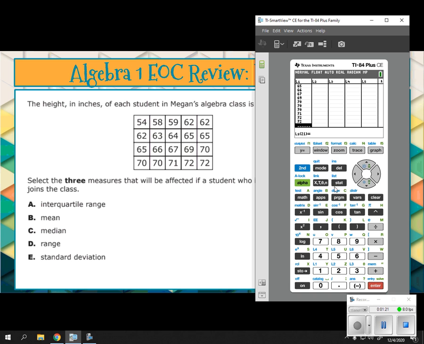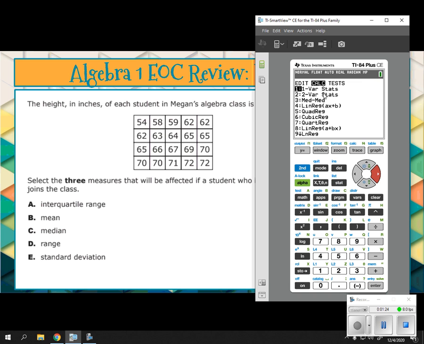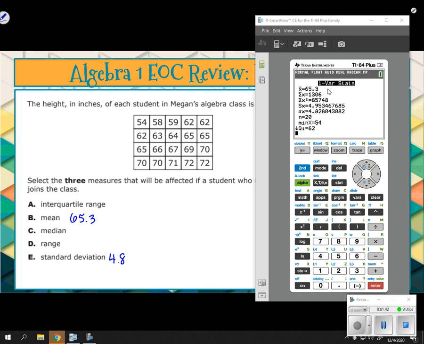All right, so we're going to hit stat, we're going to hit right, we're going to hit one variable statistics, and we have the mean is 65.3, so right next to the mean I would write 65.3. Standard deviation is 4.828, so 4.83. We also need the interquartile range, which is 70 minus 62, which is 8. The median is 65, and then the range is 72 minus 54, which is 18.